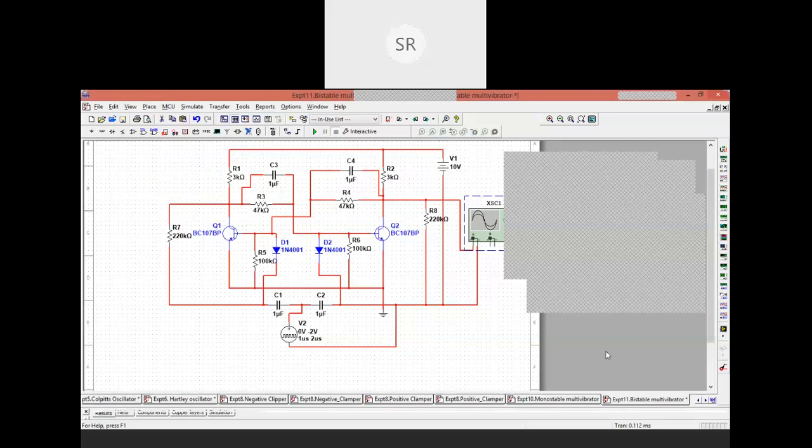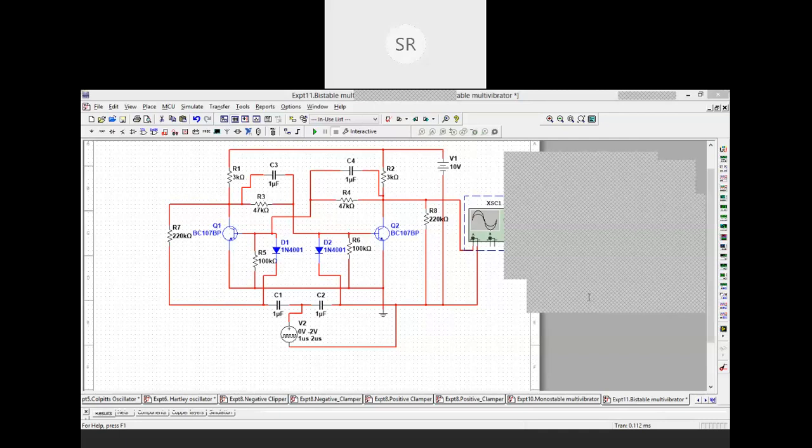Abbas, shall we move to the next experiment? Okay. So, what is the question for question number 6? What is the pulse width of the bistable multivibrator output?